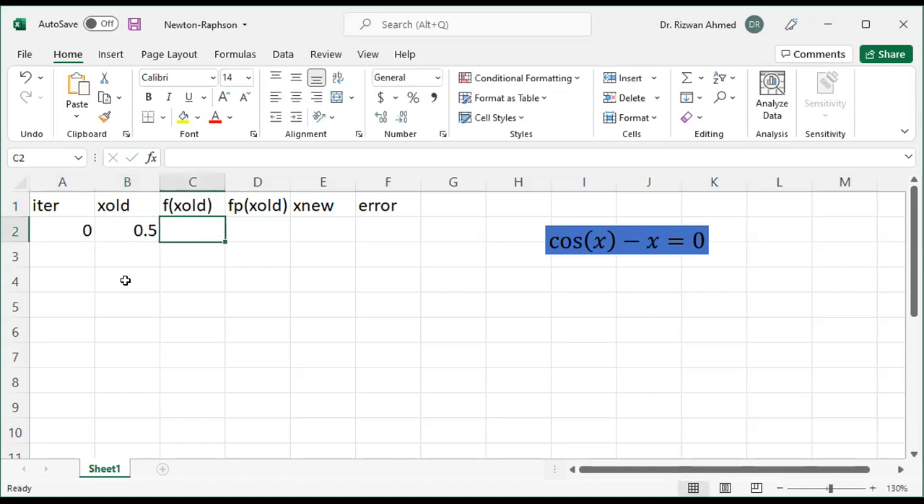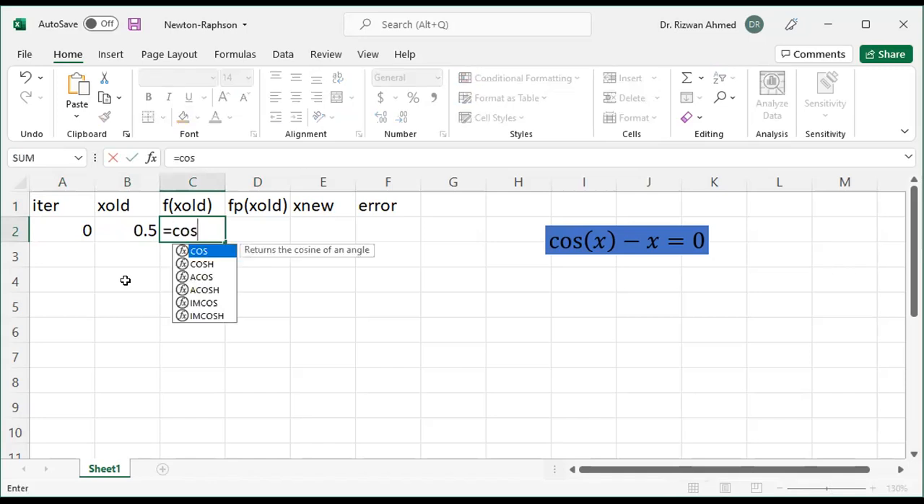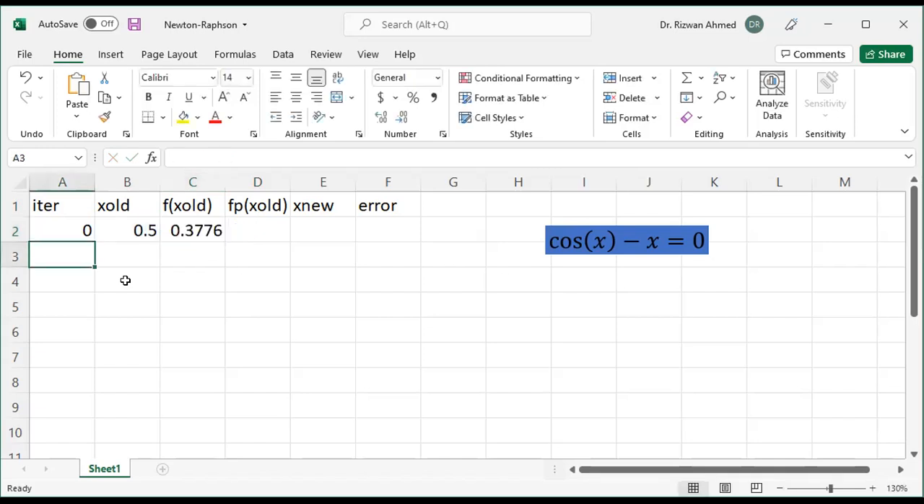Then f of x old. So I write here in this cell, it is equal to cos of x. I pick the value of x from the cell selection, cos of x. So the x old value is at B2, minus the x value again from B2, right? This is also case insensitive, right? So this has been computed.